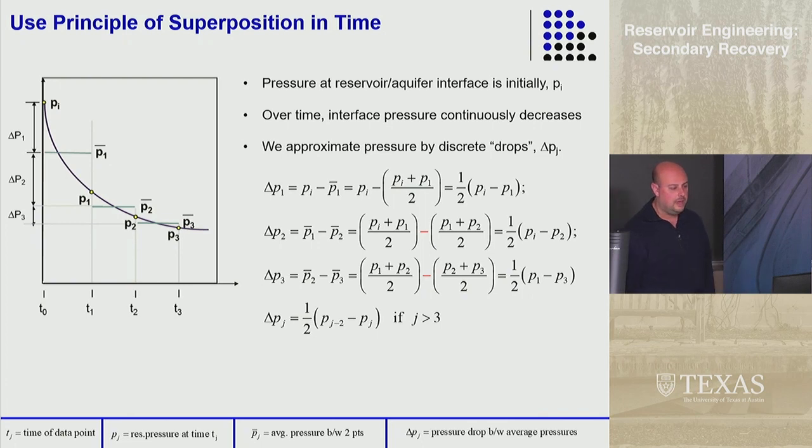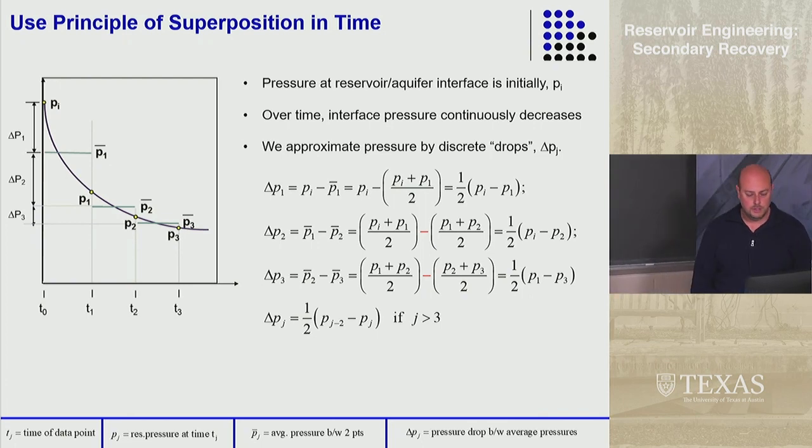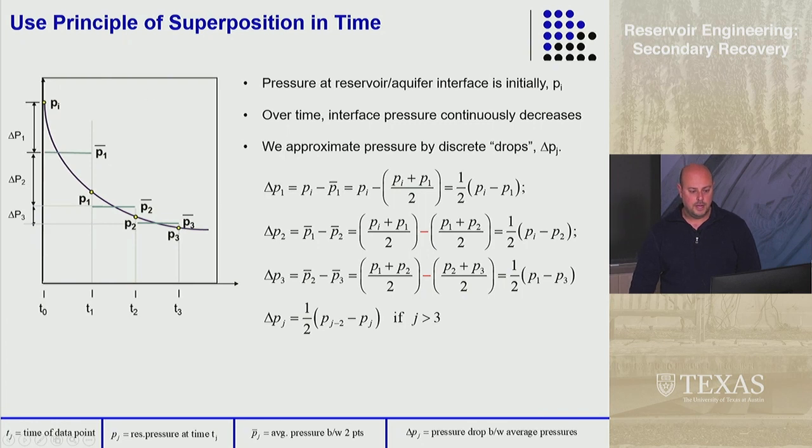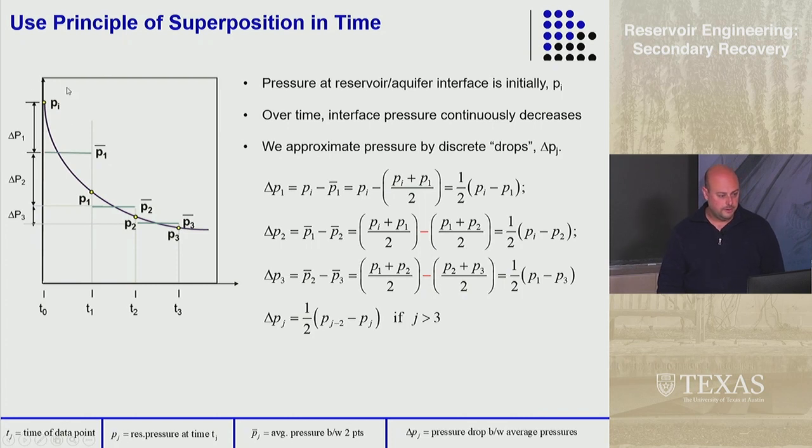So delta P1 is equal to Pi minus P1 average. P1 average is the average pressure between Pi and P1. How do we calculate an average? Well, we just add them up and divide by 2. So P1 average is Pi plus P1, both of which are going to be given from your pressure gauges in a table, divided by 2. And if you combine this, you'll see it's equal to 1/2 (Pi minus P1). Okay, that's delta P1. That's what we have here, right?